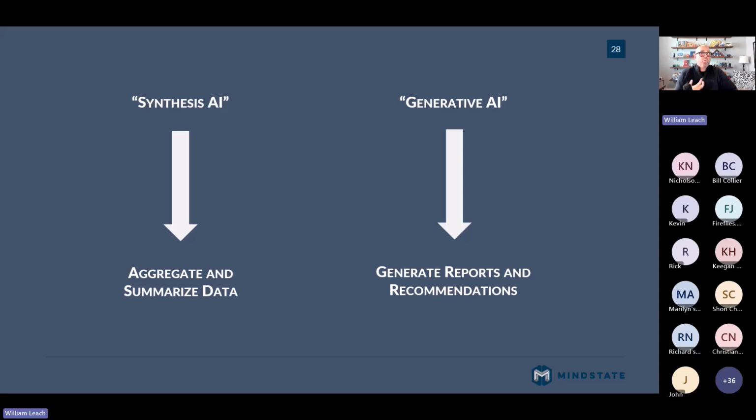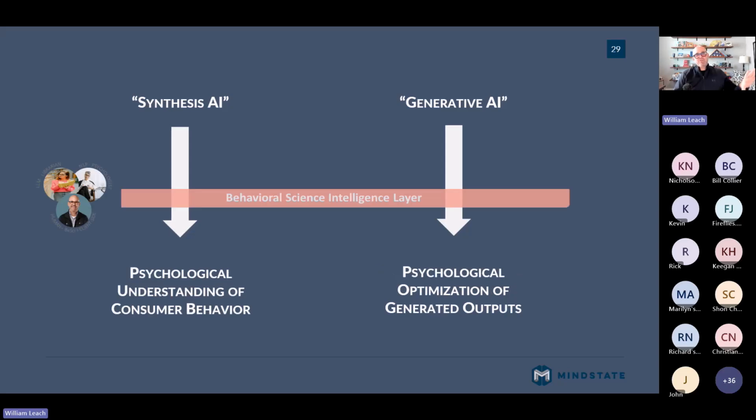Like, I don't understand the real why. I would suggest that what you need to do is think about using a behavioral science intelligence layer. So imagine if you're using artificial intelligence to synthesize research, right? But it's being pushed through a behavioral science intelligence layer. In this case, that's MindPath, right? The three agents: you have your librarian, you also have your behavioral psychologist, and you have your research expert. What if your synthesis AI was being pushed through that?